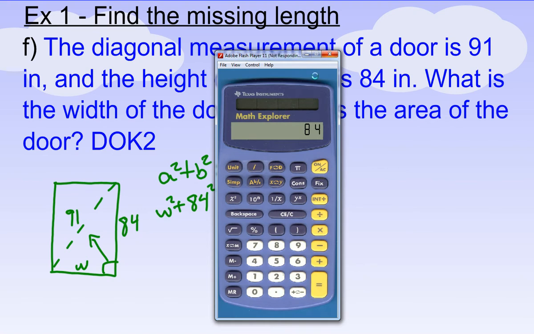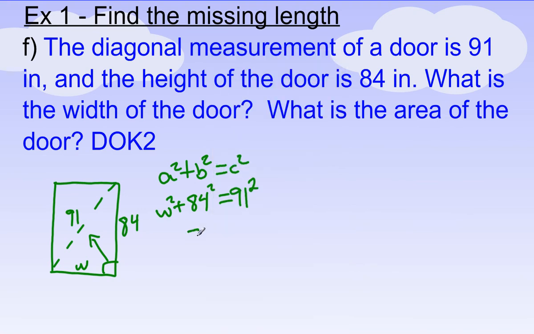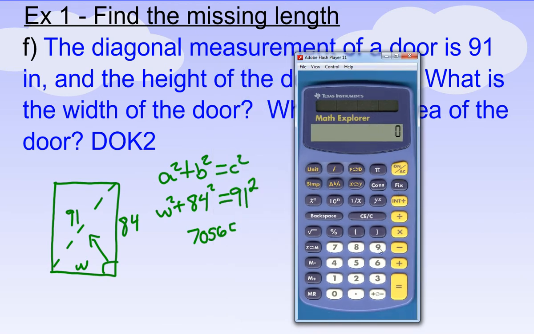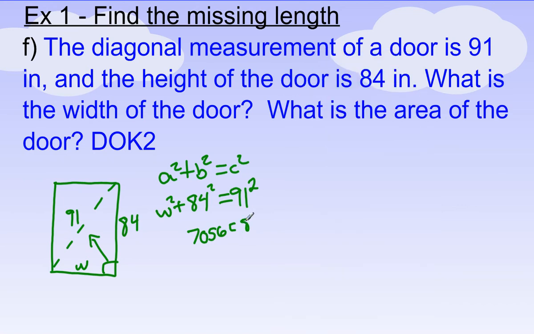It's frozen. Oh no. Click. There we go. 7056. 7056 equals, and 91 squared. 91 squared is 8281. W squared.